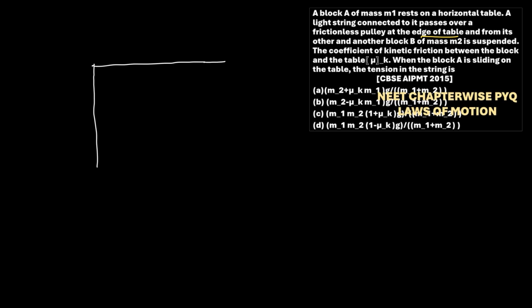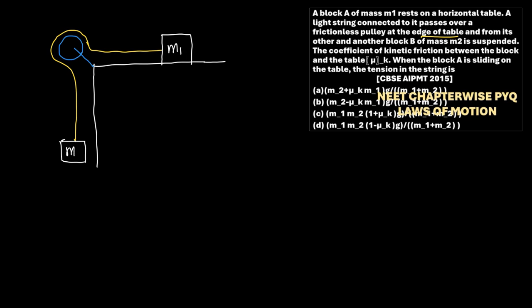It says the edge of a table, right? So we have the edge of a table, and a pulley is present here, and a frictionless string is passing through it. At one end of the string, we have a block of mass m1. At the other end, we have a block of mass m2.